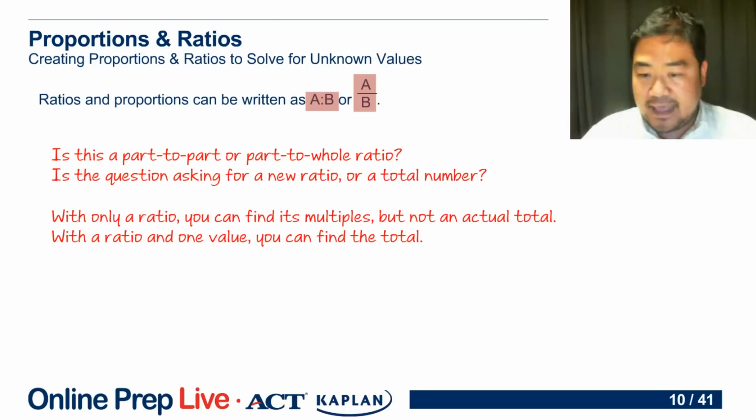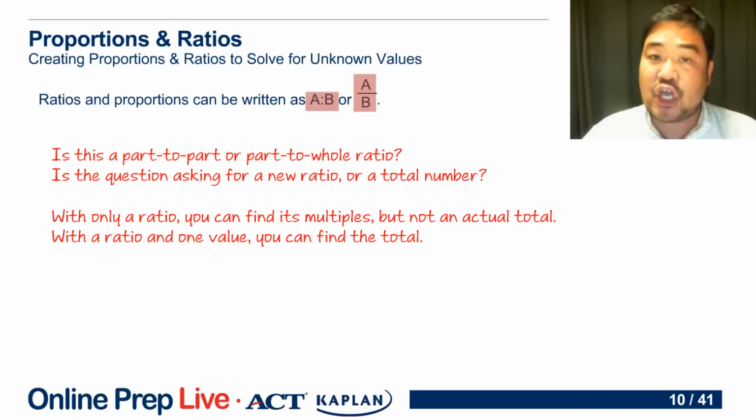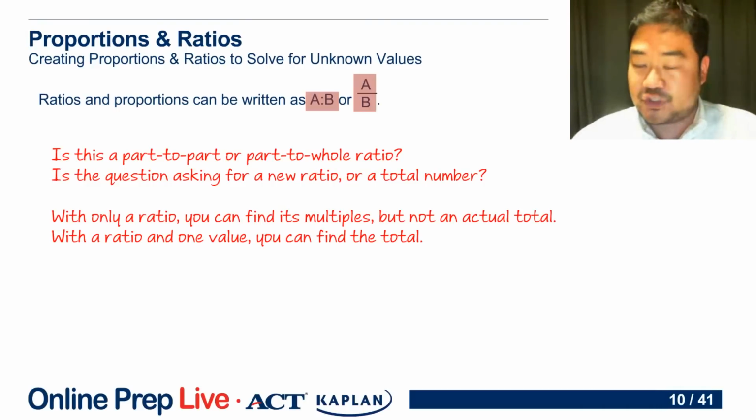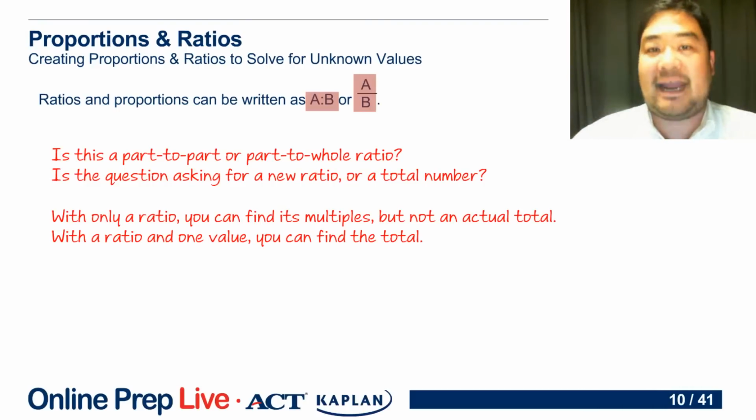And then secondly, if you only have a ratio, you can find the multiples but not the actual total. So for instance, if I said to you, for every 2 apples, there are 3 bananas. Well, do you know for sure how many apples you have? Do you know for sure how many bananas you have? No. You know for sure that if there are 2 apples, you have 3 bananas.